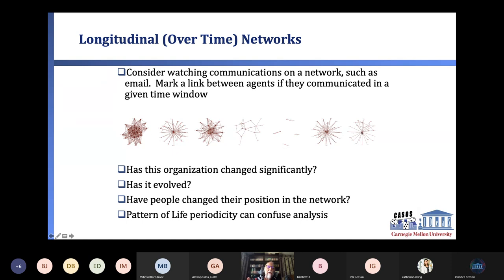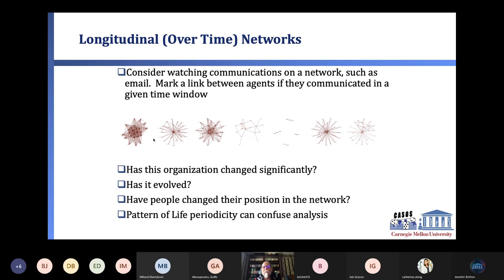But then I would just point out to you, oh, that's interesting. Do you know the weekend? Do you know Fridays are important in certain parts of the world? And maybe you'd better aggregate for a whole week. And then, of course, there's monthly events and yearly events and decadal events, and pretty soon you can't aggregate at all. So this pattern of life periodicity is important.